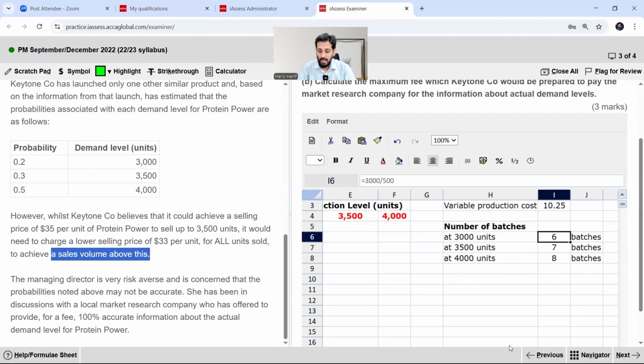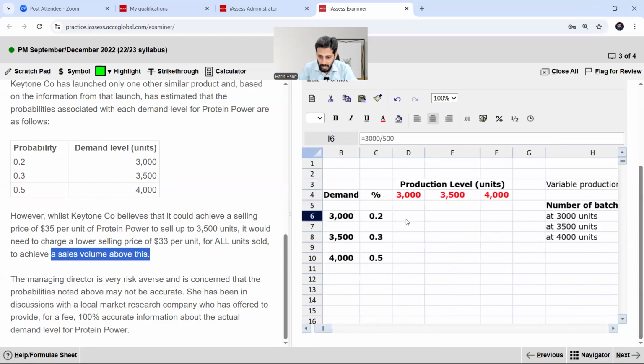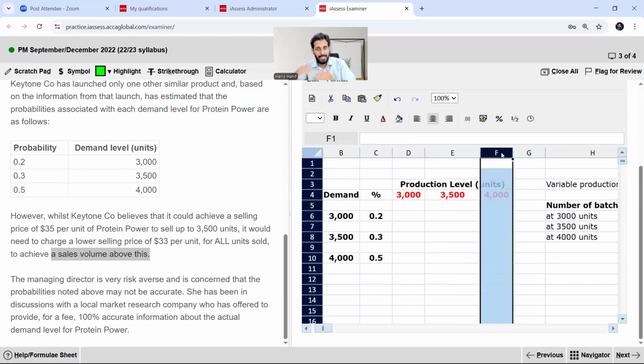That means when I am selling 3000 and 3500 units, the selling price would be $35. In order to sell 4000 units, the selling price needs to be lowered, and it will be $33 per unit, because the rule of demand and supply applies here: to sell more and more units, I have to lower my selling price. So that's a very simple point.